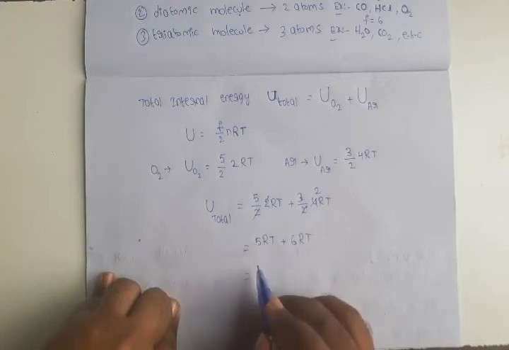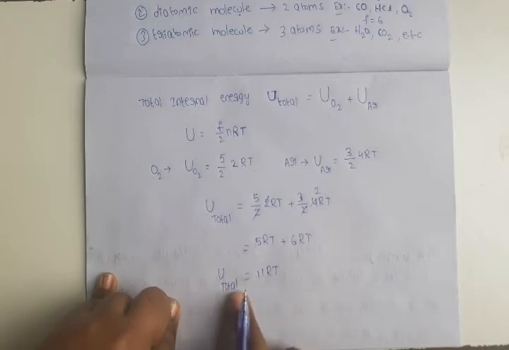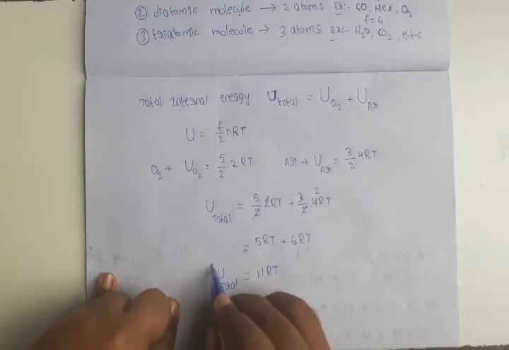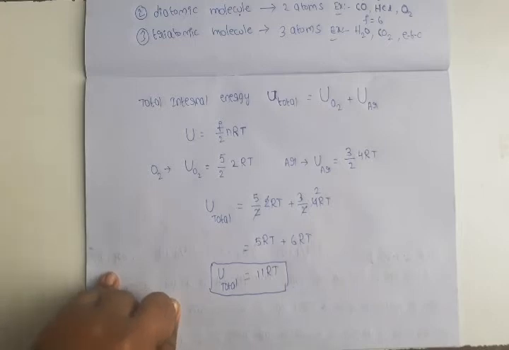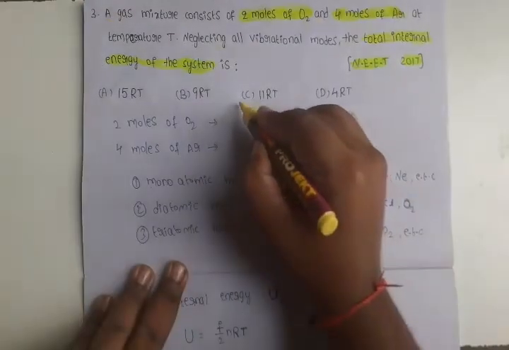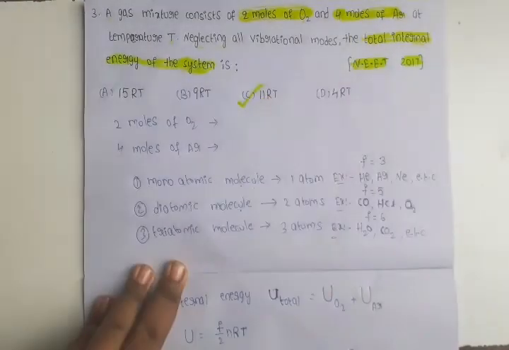Okay, 6 plus 5, 11RT. So the total internal energy of that system equals 11RT. So U total equals 11RT. See the options. So option C is the correct answer, 11RT.